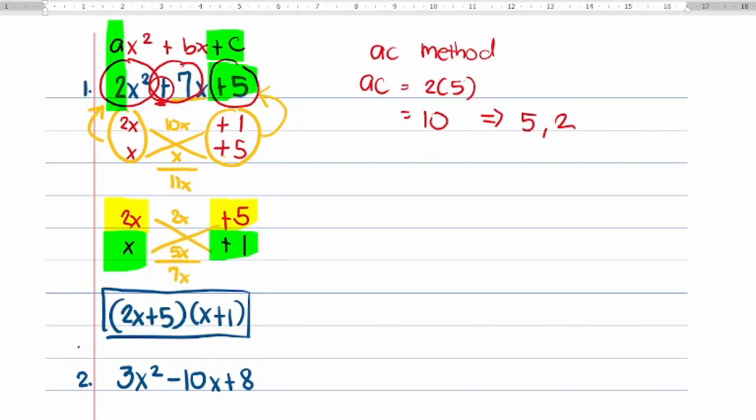Let's check. 2 times 5, that is 10. So, correct. Then, 5 plus 2, that is 7. So, we have found the correct pair of factors.